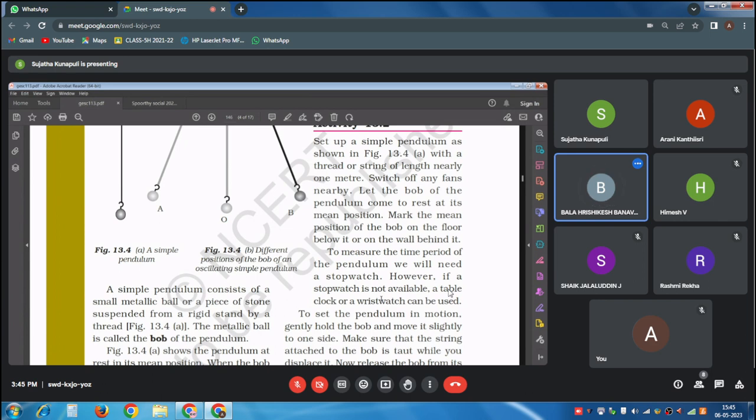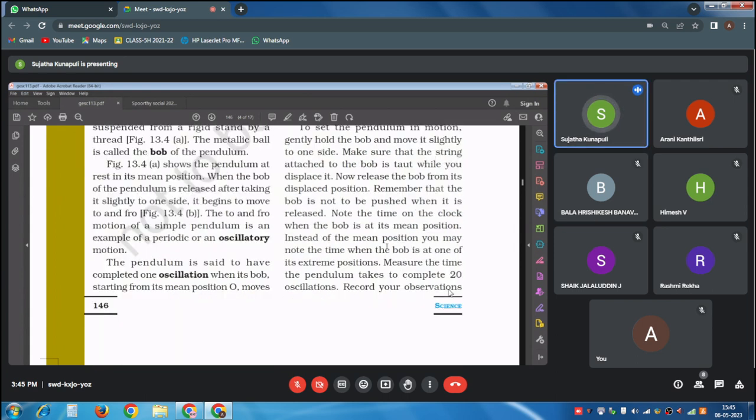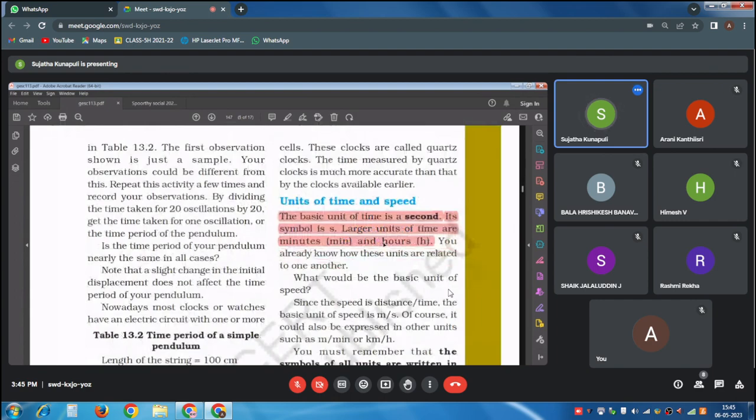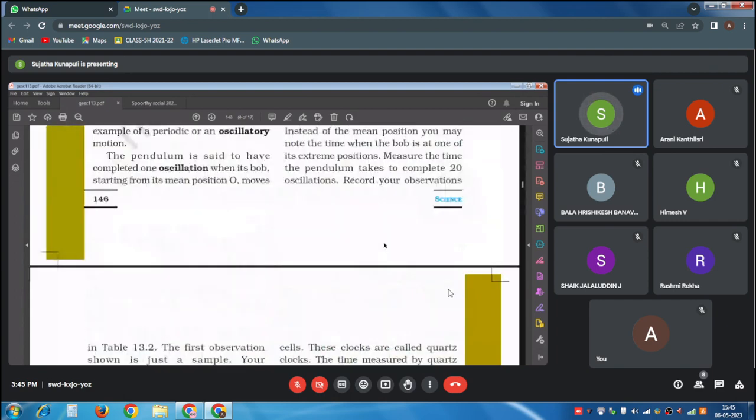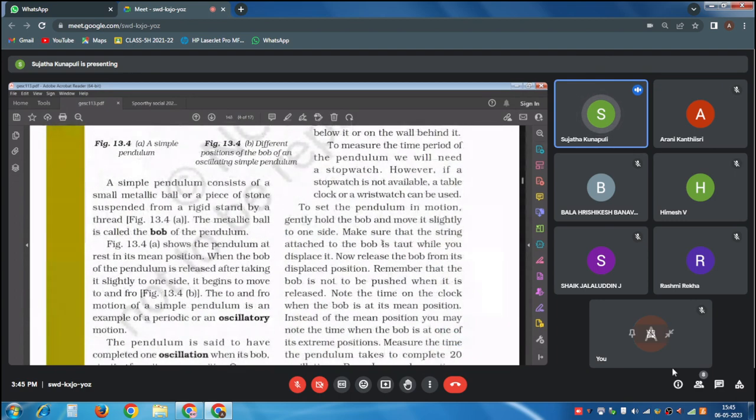Yes, ma'am. I got it. So that only is important. All these activities are not important. This is the major important thing, the simple pendulum.